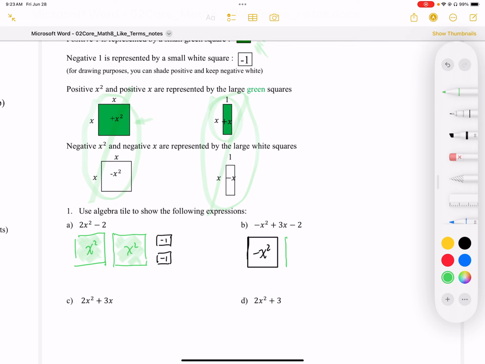A -x squared tile is just going to be a square tile that's empty, or white. The 3x tiles are going to be filled-in rectangles. So I'm going to have 3 of these, and I'm going to fill those in to indicate that these are positive tiles. And then I'm going to have empty -1 tiles. So I have two -1 tiles here.